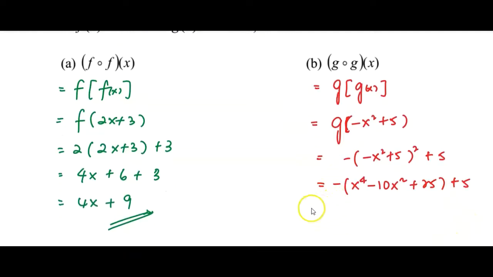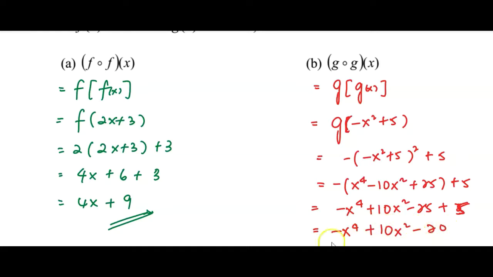Again, we need to simplify the sign. You get negative x to the power of 4 plus 10x squared. Negative multiplied by positive, you get negative 25 plus 5. Okay, and then simplify the constant. You have negative 20.